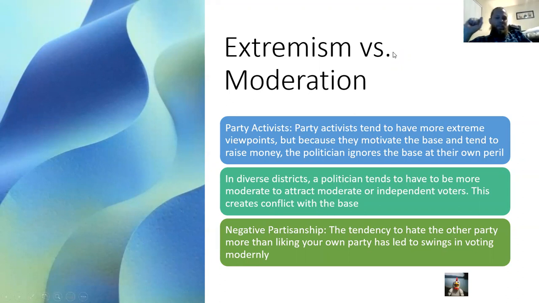Party activists tend to have more extreme viewpoints because they're very much about the base. So in terms of politicians, they tend to be very hardcore about their base. For the Republicans, it's the very hardcore conservatives. For the Democrats, it's the very hardcore progressives. Of course, most people land in between. It's probably some 15 to 20% on the far right, 15 to 20% on the far left. Everybody else is somewhere in the middle, but part of the spectrum.